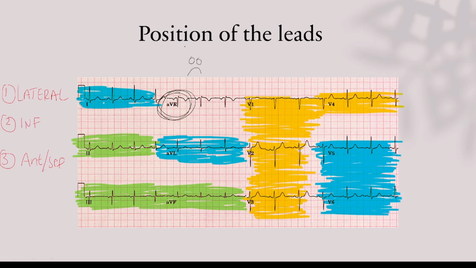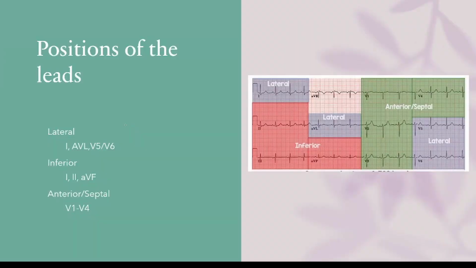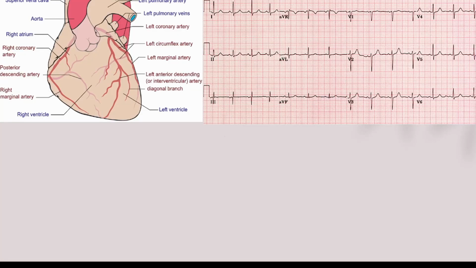Okay. Alright, so now let's see, are we actually right in our decisions here? Okay, so as you can see, we are definitely right. Lateral leads, inferior leads, anterior septal leads, and how they correspond to the ECG over here. So now we've discussed the leads and their directions, but why is this all important? So let's go through an example. Let's talk about a heart attack or an MI.